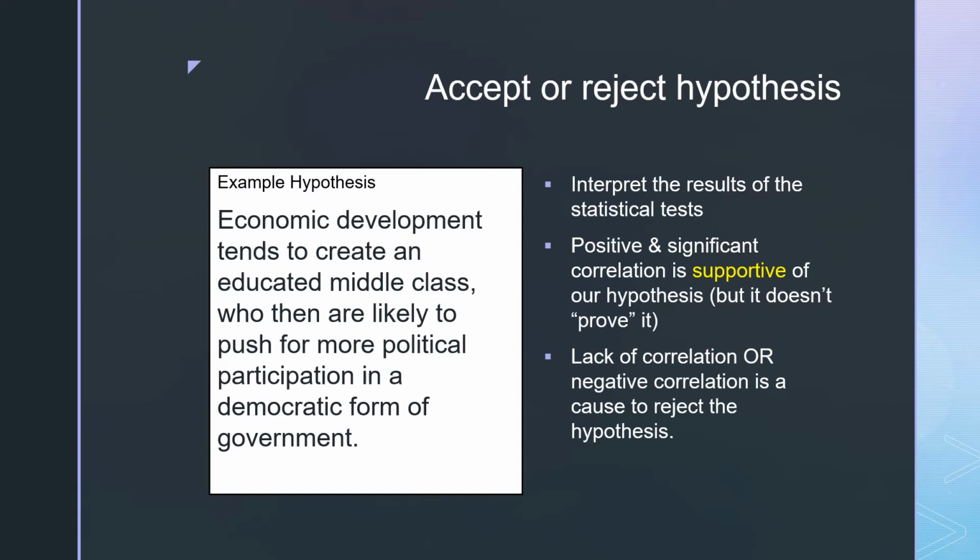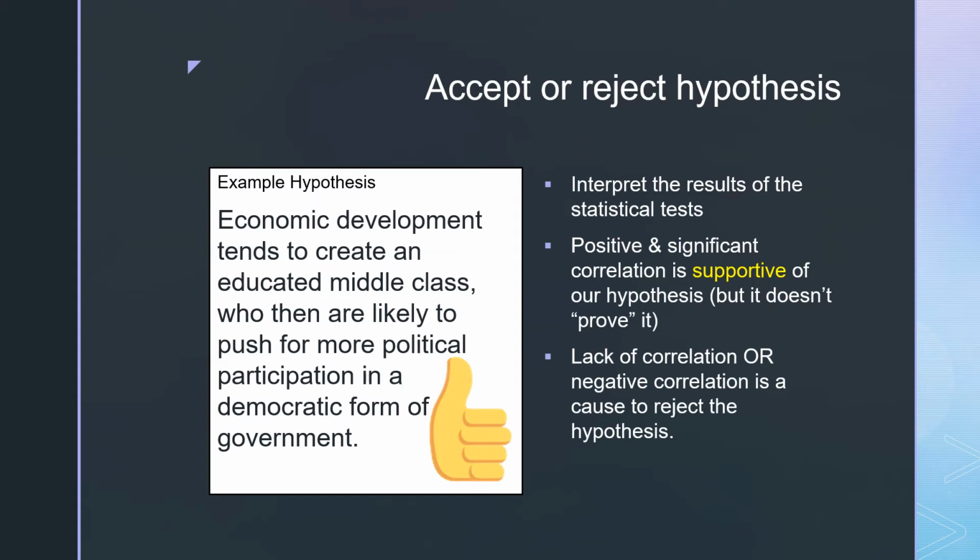Lack of a correlation or lack of a positive or the existence of a negative correlation would be a reason to reject the hypothesis. So it's easier to reject a hypothesis than it is to actually accept it. Accepting a hypothesis takes a long time and more than just one research project. So when Seymour Martin Lipset tested his hypothesis here with a large N study, he found strong support for it. So he said his results were supportive of his hypothesis. But just because the statistical results supported the hypothesis didn't mean he'd proven the hypothesis.